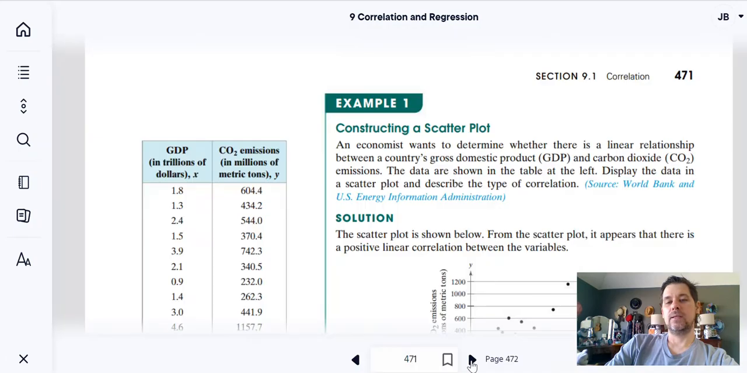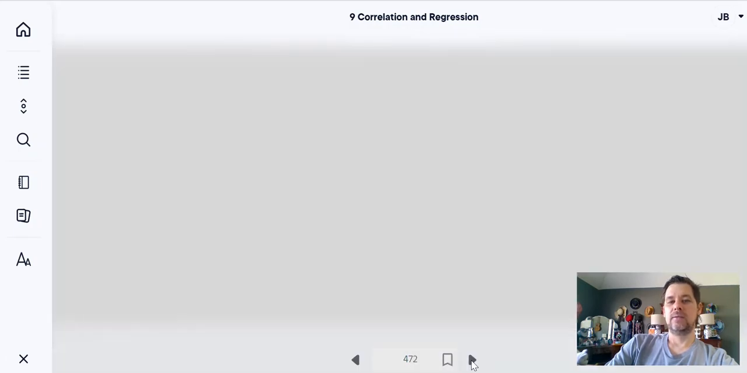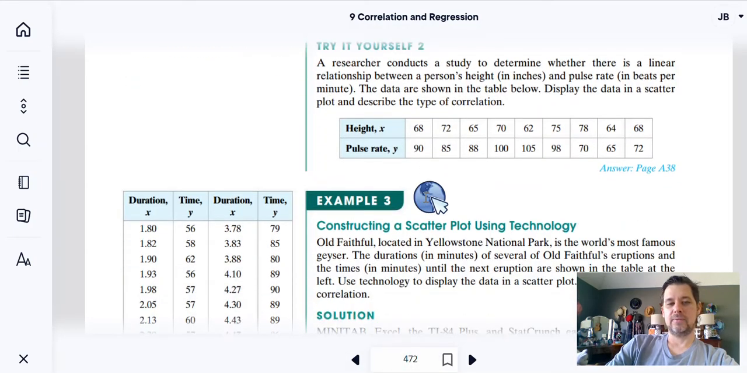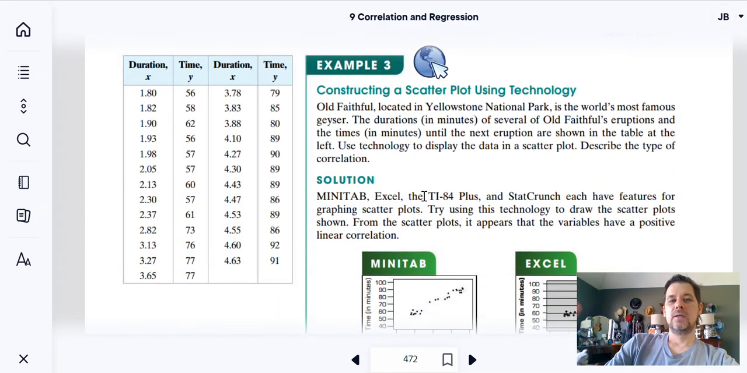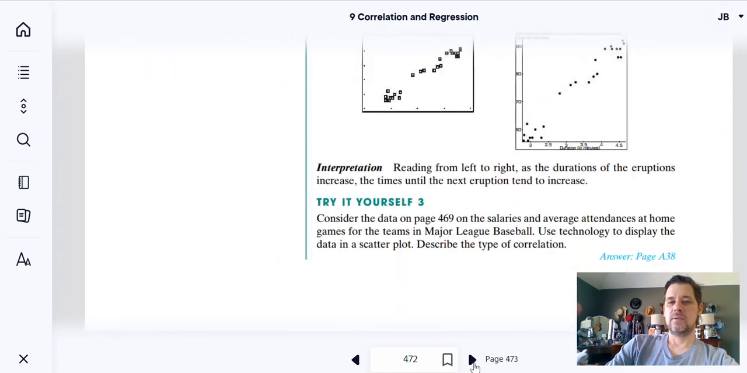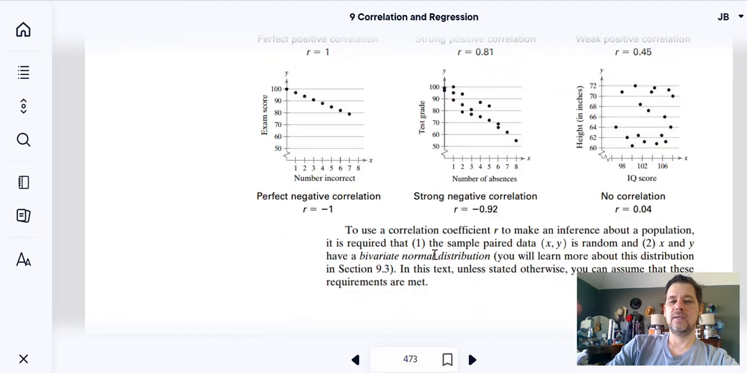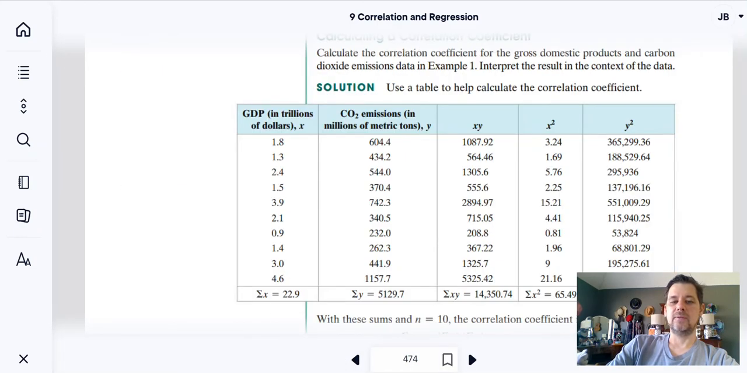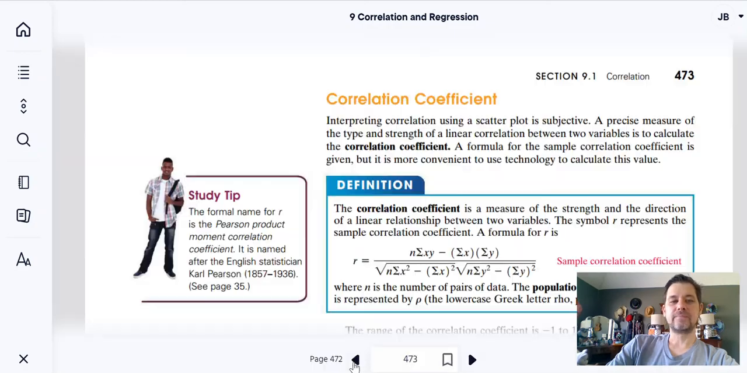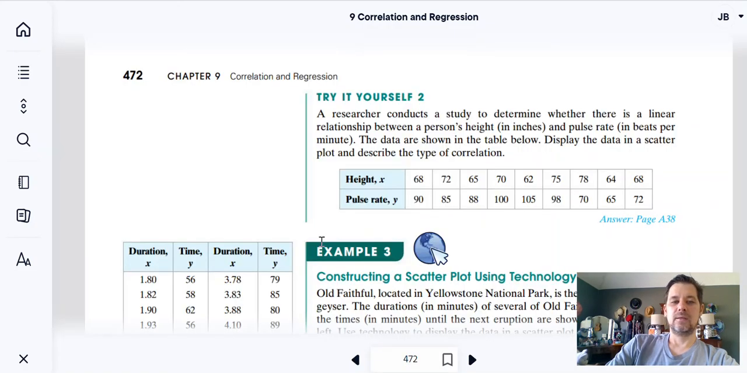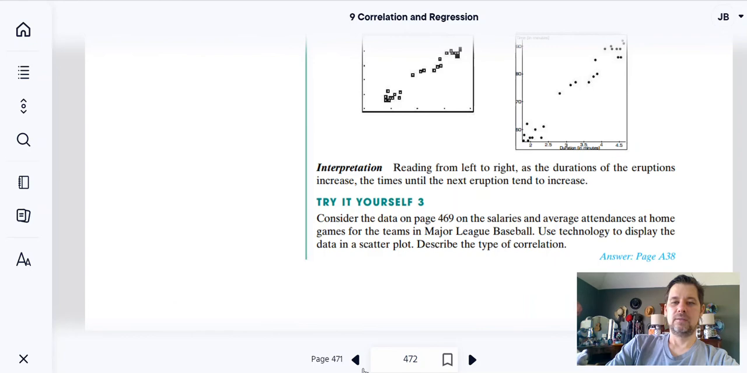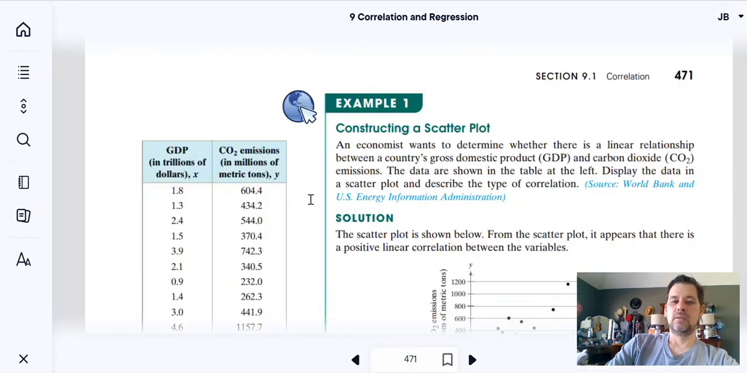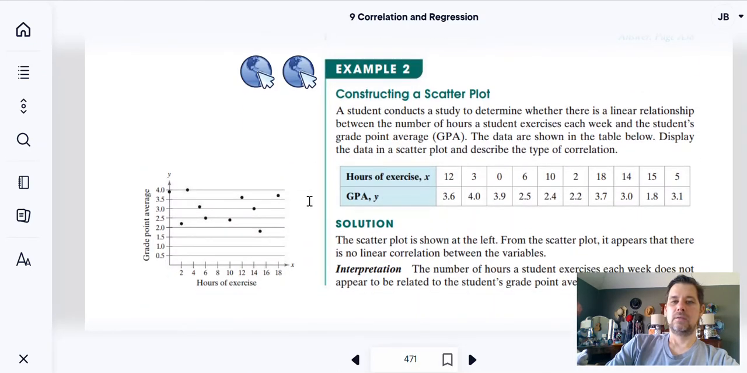Now, let's look at a few more examples. So let's see. I wanted to find one in here that I saw where it really wouldn't make sense to have any correlation. I'm trying to remember where I saw it. Okay, so it's this one.